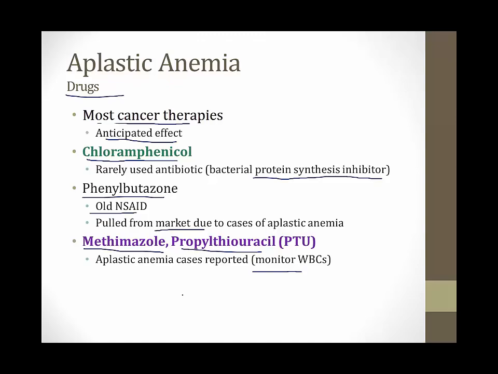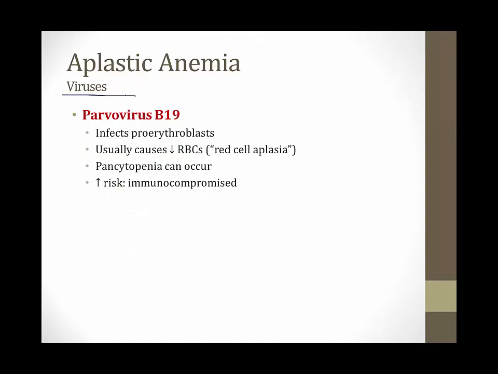There are others, but these are some of the ones that have been commonly associated with aplastic anemia that I've listed on the screen here. Viruses can also lead to aplastic anemia. One of the viruses that classically does this is parvovirus B19. Now you may know that this virus usually infects pro-erythroblasts, and it usually causes decreased red blood cells only.